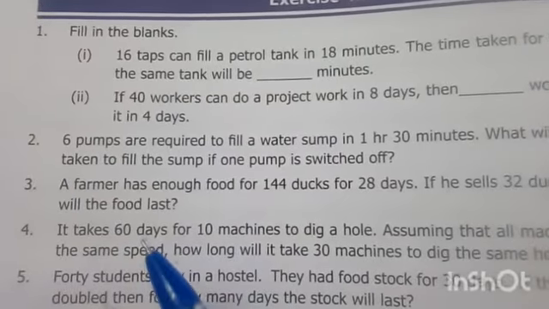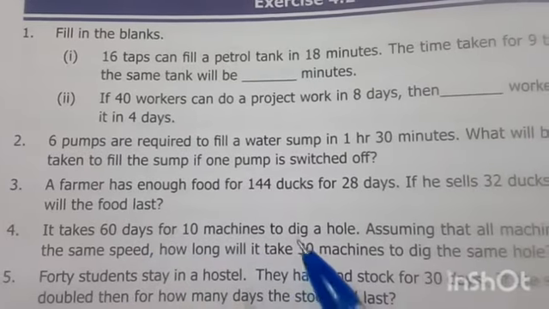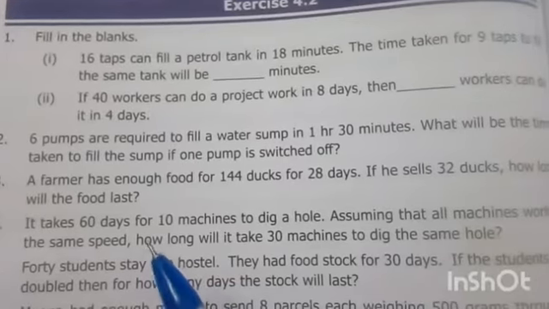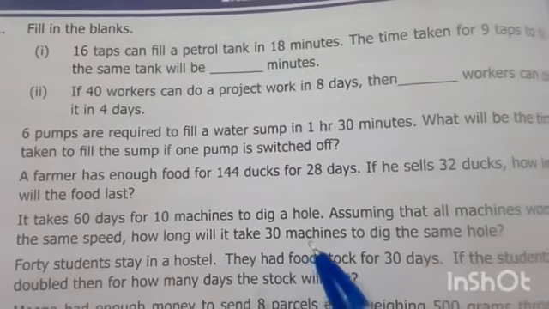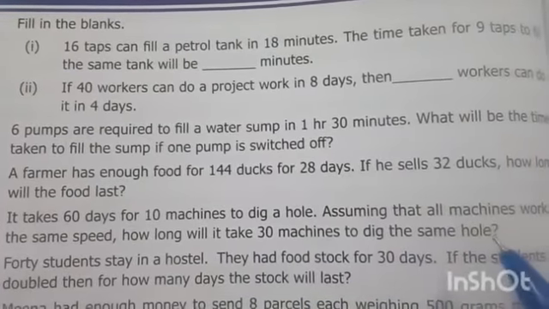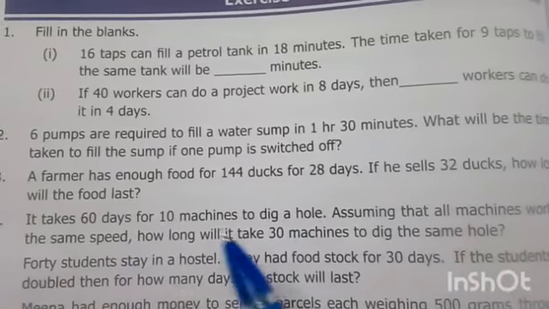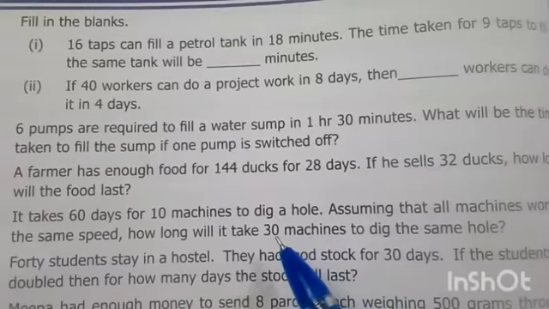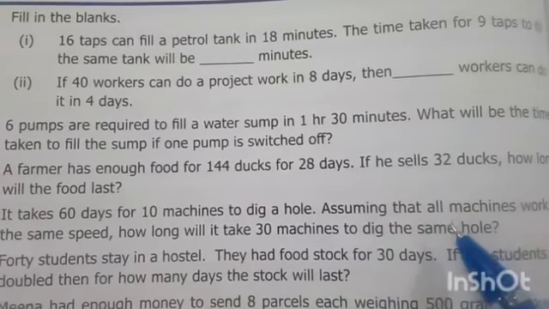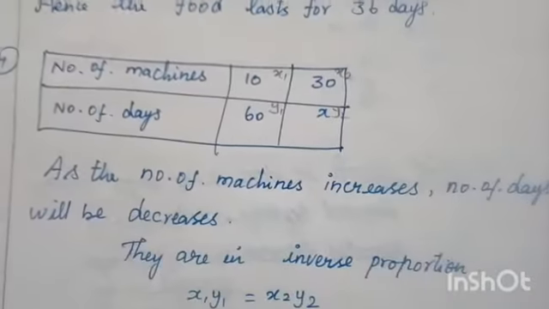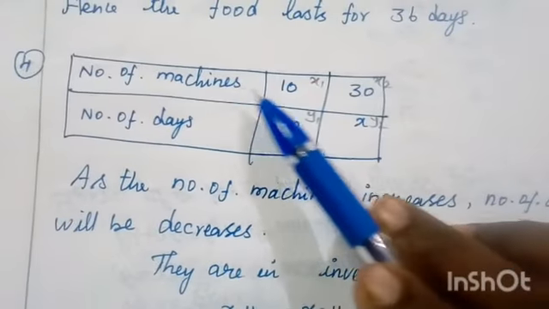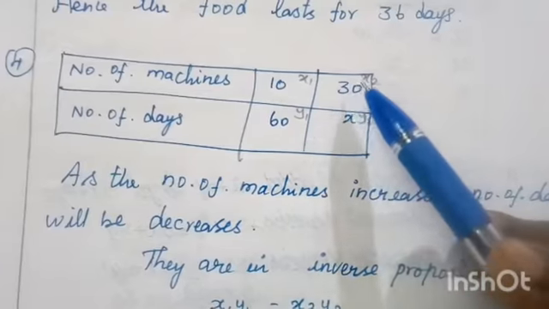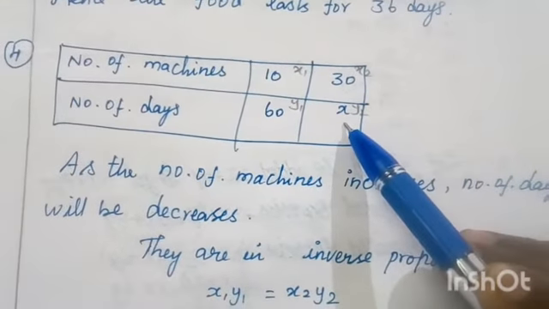Fourth question. It takes 60 days for 10 machines to dig a hole. Assuming that all the machines work at the same speed, how long will it take 30 machines to dig the same hole? For 60 days, 10 machines are used, time taken is 60 days. Suppose we use only 30 machines, we want to find the time taken. The given problem is rewritten in this form. Number of machines, 10 machines. Number of days is 60. So 30 machines, how many days do we want to find?